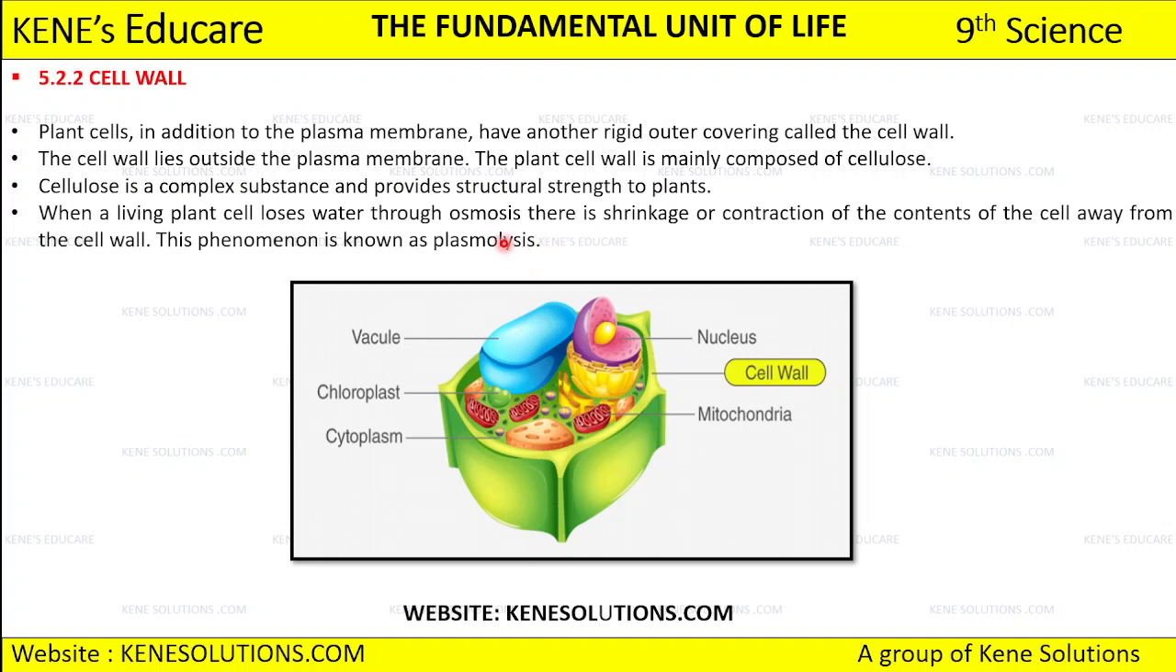Okay, lysis means breaking down. So what is happening here? Water is being lost. So there is a kind of breakdown happening here, right? So I want you all to take a note of it. When a living plant cell loses water through osmosis, there is going to be a shrinkage or contraction of the content of the cell away from the cell wall, and we call this phenomenon plasmolysis. Okay, please write this definition for plasmolysis.